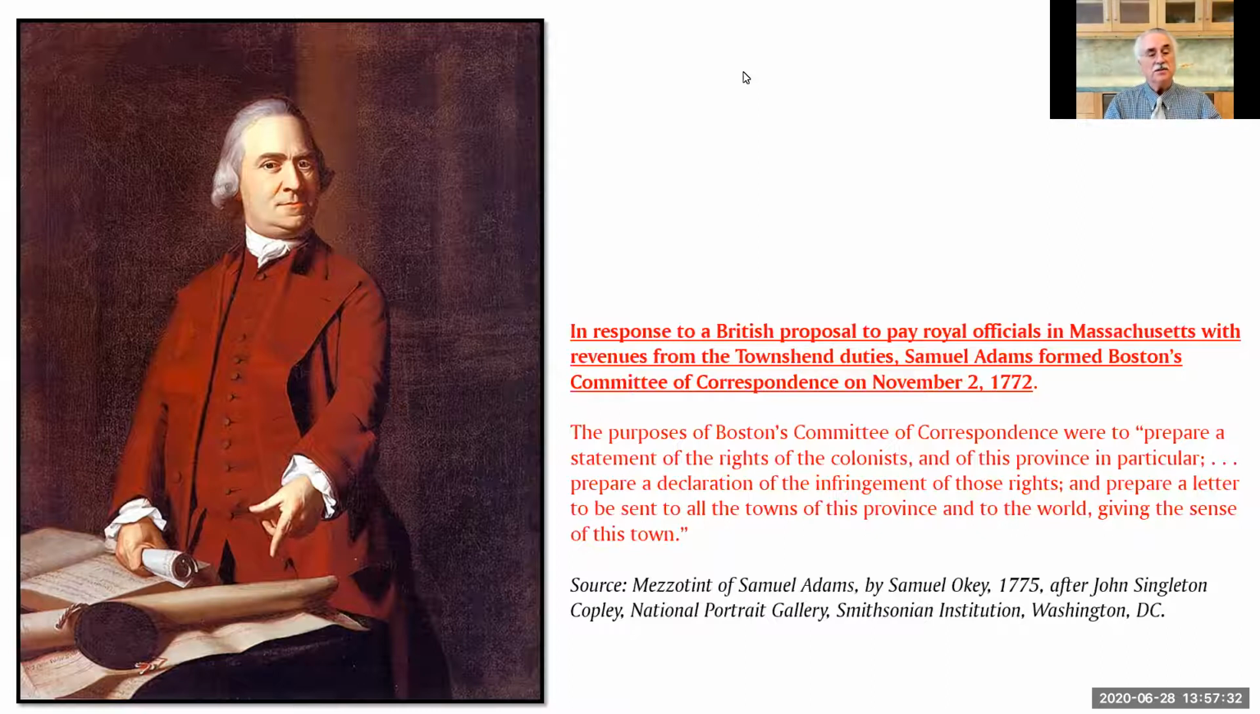The official purposes of the Committee of Correspondence were: one, to prepare a statement of rights of the colonists and of this province in particular, that means Massachusetts; two, to prepare a declaration of the infringement of these rights; and three, to prepare a letter to be sent to all the towns of this province and to the world, giving the sense of this town. So this is forcing Americans, at least in Massachusetts, to put into words their rights as they understand them and how those rights are being infringed, and to spread the word to other towns.